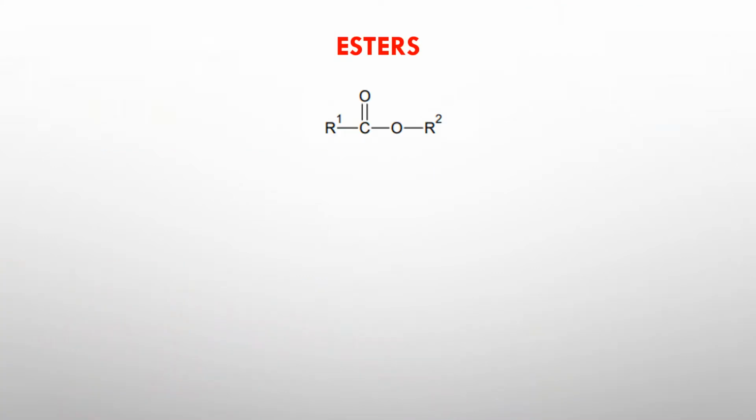An ester contains a C double bond O group sandwiched between two alkyl groups. Alkyl groups are those made of carbon and hydrogen groups. Okay, so now let's see which part of the ester is coming from the alcohol and which is coming from the acid. This particular part is coming from the carboxylic acid. So that is the carboxylic group. The carboxylic acid has lost the OH group. And this group, which is written at the end, is the alcohol part of the ester. This alcohol has lost the H.